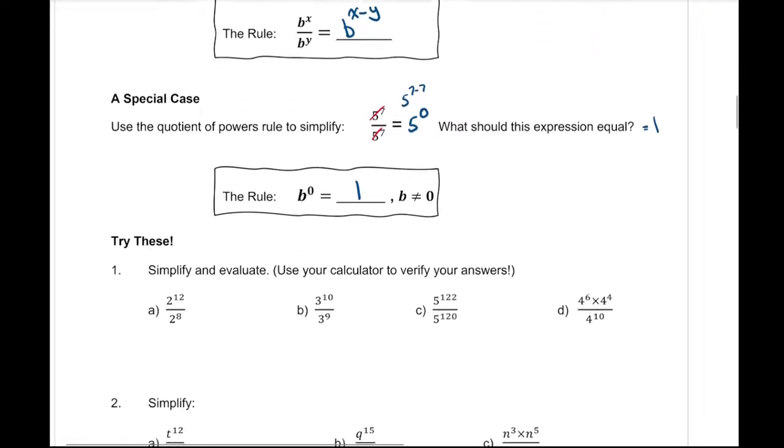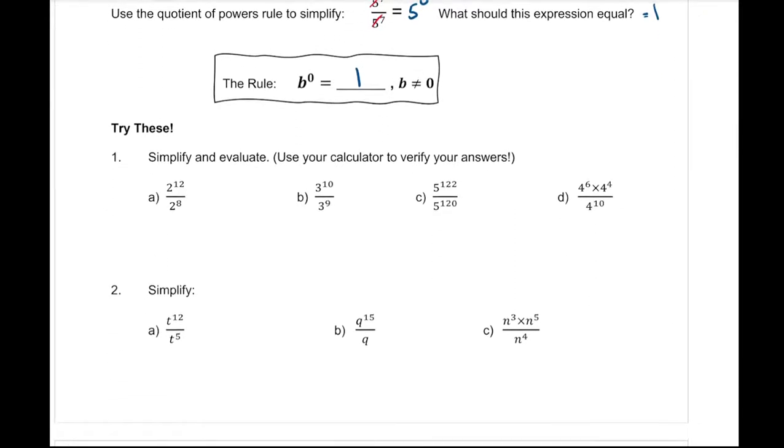So let's simplify the following expressions. I'll do the first couple and leave you with a few to try on your own. So for a, again, I'm going to subtract the exponents because it's division. So 12 minus 8 gives me 2 to the power of 4. For b, 3 to the power of 10 divided by 3 to the power of 9 gives me 3 to the power of 10 minus 9, which is 3 to the power of 1, or just 3. I'll leave C for you to do on your own.